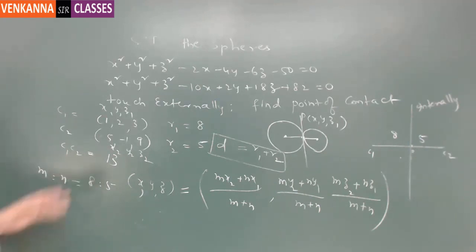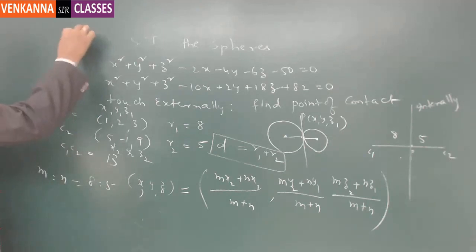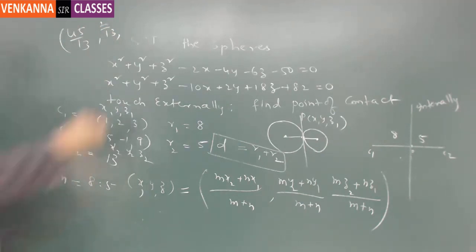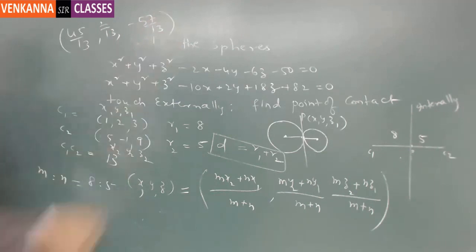So by applying the formula, you will get the point of contact as (45/13), (2/13) and (-57/13). So please confirm the answer. So if we have noted this, then I take the other problem. If you have any other queries, you can ask.